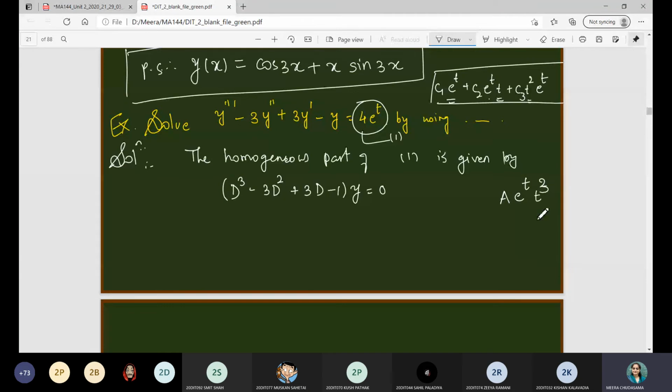Now is this falling inside the complementary function? No, ma'am. So this choice is now correct, and you can proceed further with this choice. Is this point clear now? Raise your hand.